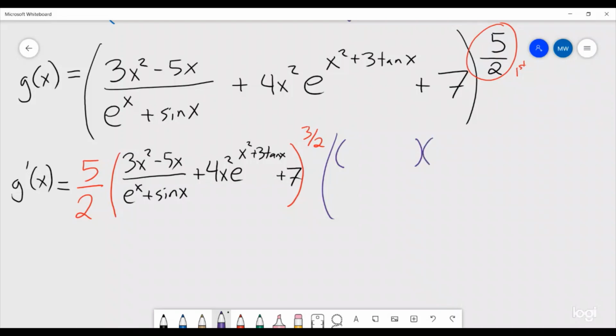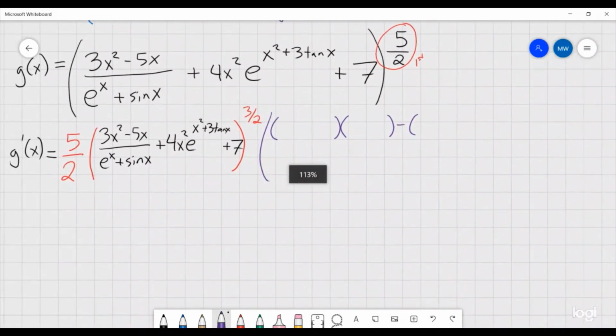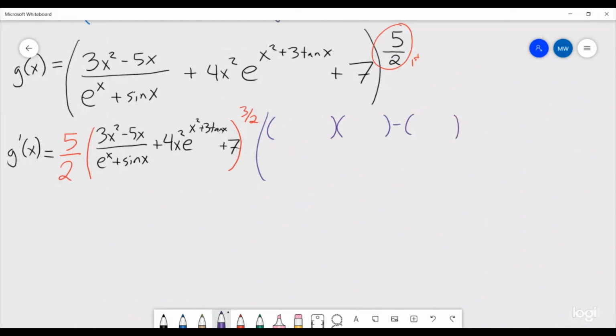So low d high minus high, we're going to need to zoom out a bit, minus high d low all over the bottom squared. So let's just plug in those different pieces. So we got low d high. So low, that is e to the x plus sine x. D high, so that's a 6x minus 5.